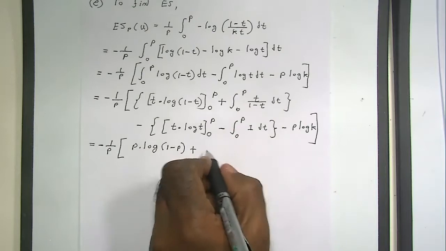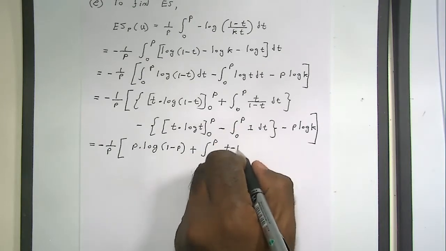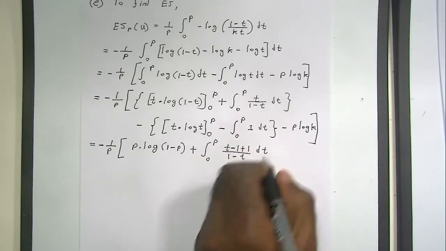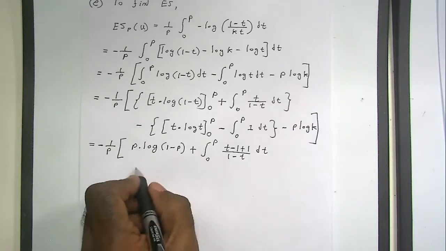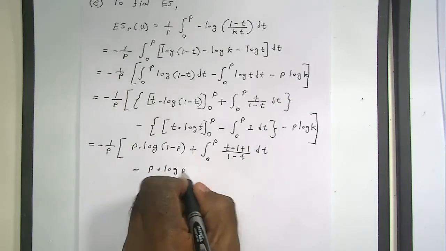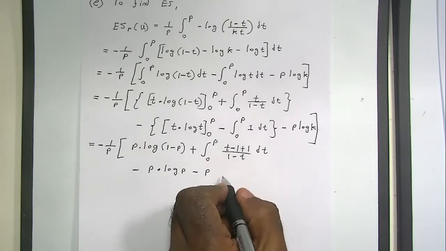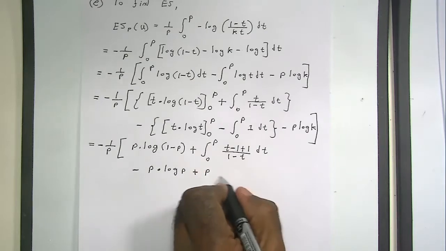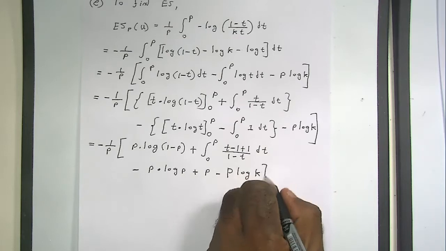and this integral I'm going to write it as before, this dt. And then taking the limits over here, you get minus p times log of p, and the integral of 1 is p. So it's going to be a plus, actually, because minus minus, and then p log of k.